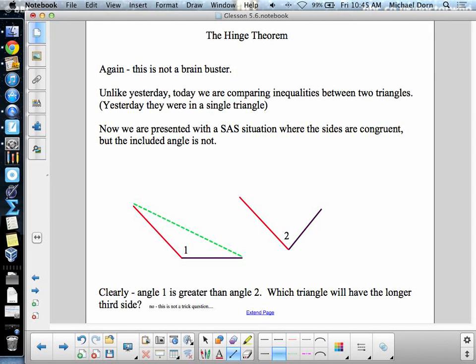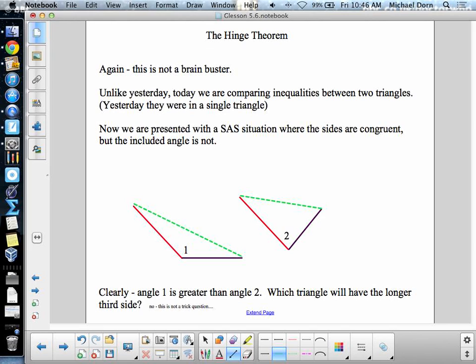If the two sides are the same that we're talking about, okay, the red and the black sides are the same. They're congruent. They're designed to be that way. And as I open the angle up wider for angle 1 versus angle 2, which has a longer third side? Obviously. That's what the hinge theorem says, because it's like a hinge. It's considering the angle to be like a hinge. And essentially what we have is what's called a type of side angle side situation. It's just that the angles aren't congruent now, the angles are different.